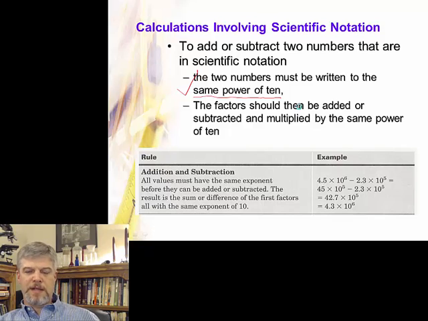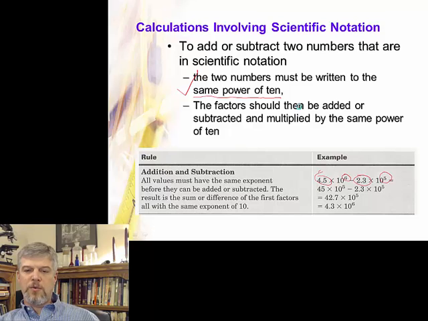Let's come down here and see an example. 4.5 times 10 to the 6 minus 2.3 times 10 to the 5. Can I just take this 4.5 and subtract the 2.3 from it? Answer, no. They're not in the same columns if you were to write them out in standard form. Why? Because one's multiplied times 10 to the 6 while the other one's multiplied times 10 to the 5.